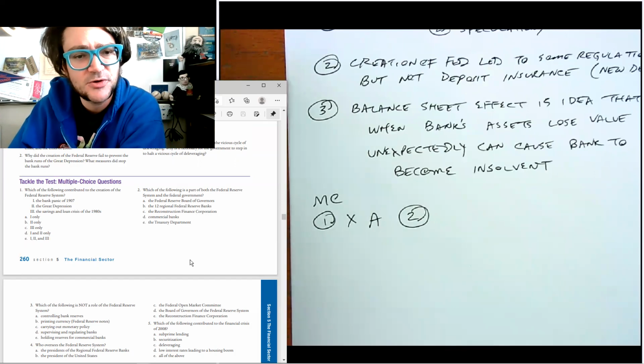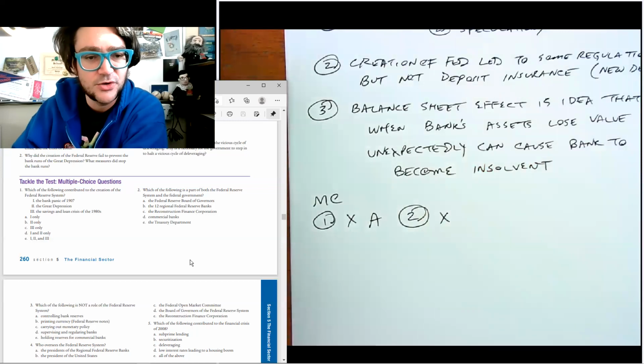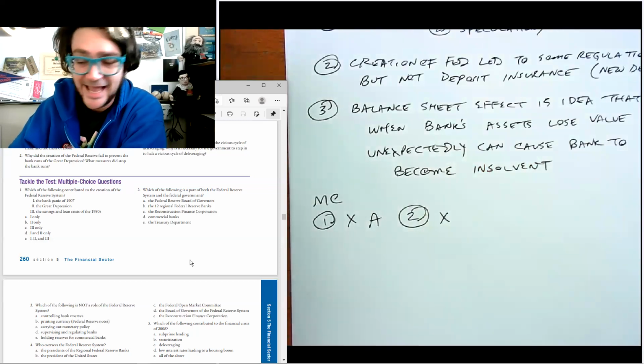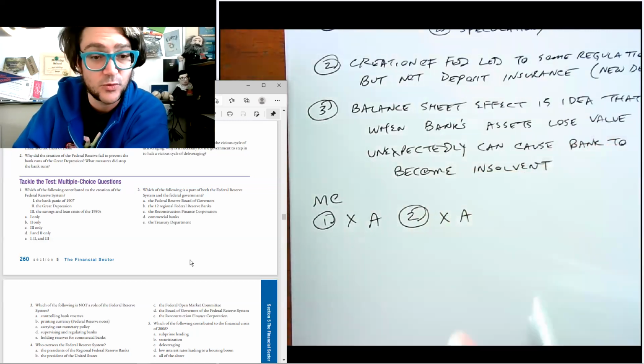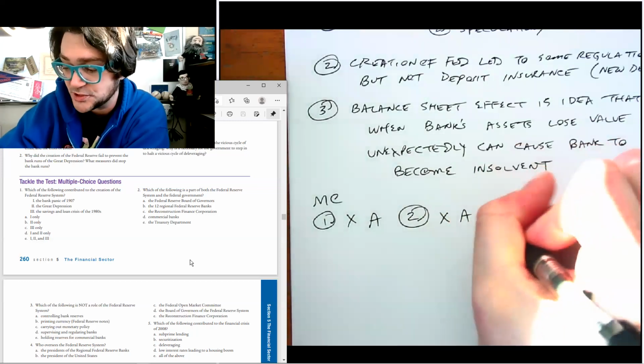Number 2, which of the following is part of both the Fed and the federal government? Again, this is a question that you don't really need to know for this one. And I would say A, the Federal Reserve Board of Governors. It's basically part of the Fed and the actual government portion of it.